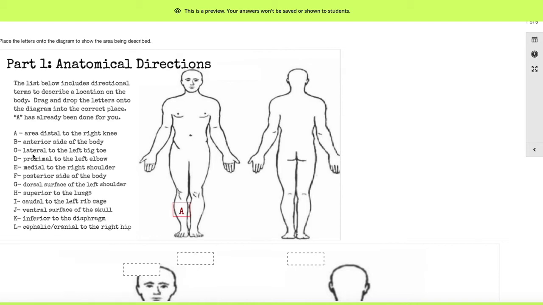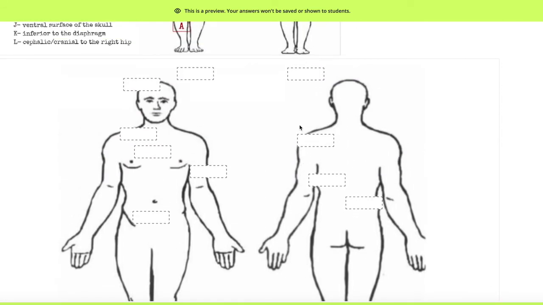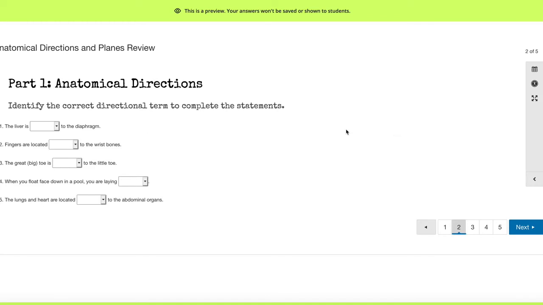Okay. For B through L, you'll read those and figure out where you would place those letters onto the diagram down here. If we take a look at the next question, you have a drop-down choice for each of these 5 questions. What you're going to do here is use the correct directional term from those choices to complete these 5 statements.